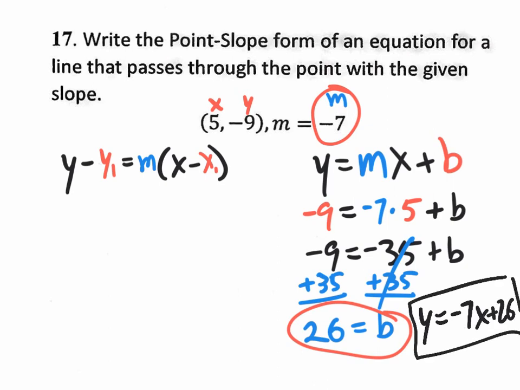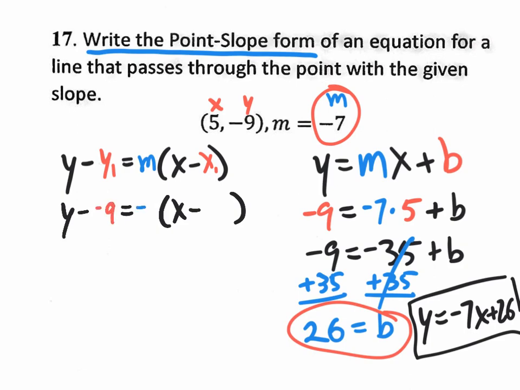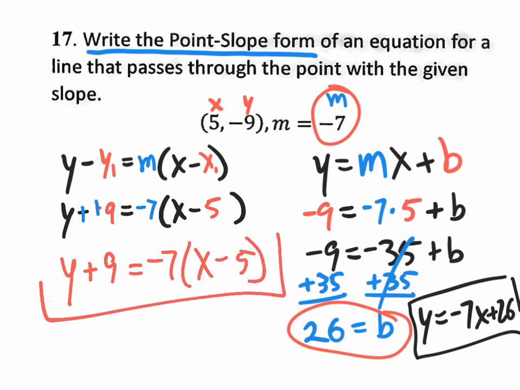But that's my slope-intercept form, and it clearly says right here, write the point-slope form. So we do want this form right here. So let's start by writing the blank spots. And inside those values, we're going to put the y1 value, which is -9, the m value, which they gave us was -7, and the x1 value, which is 5. And all you have to do is change the minus to plus, and there's our point-slope form equation. y plus 9 equals -7 parentheses x minus 5. Do not distribute. We actually want that form, point-slope form.